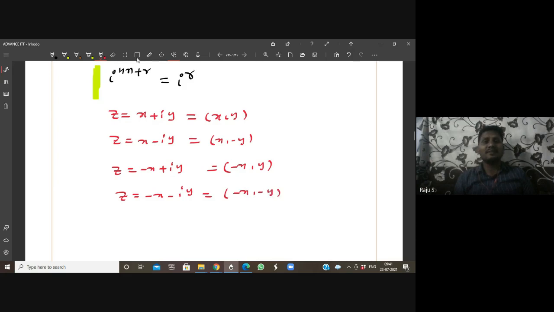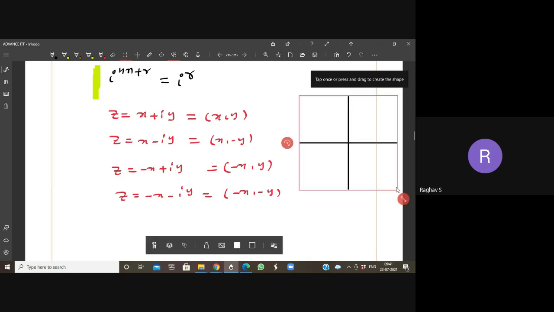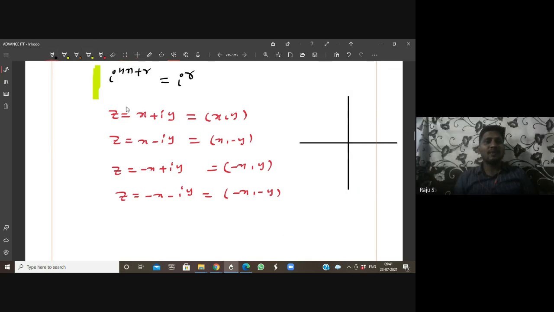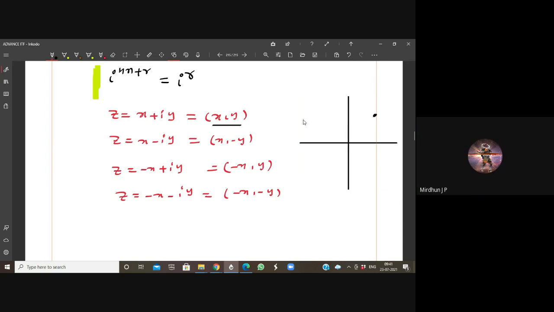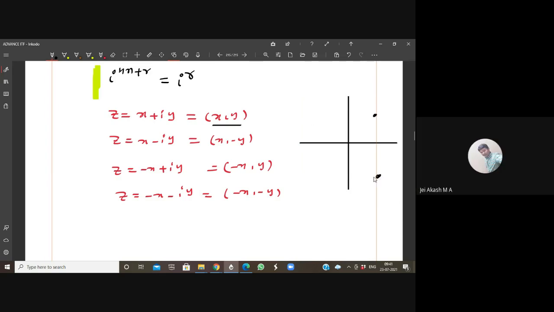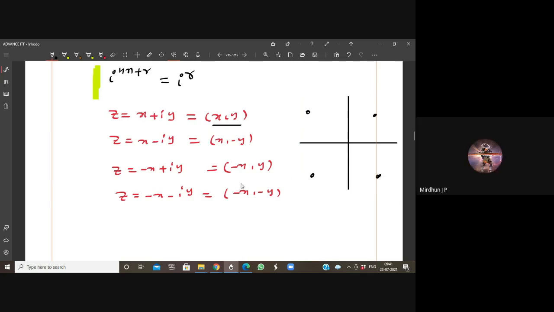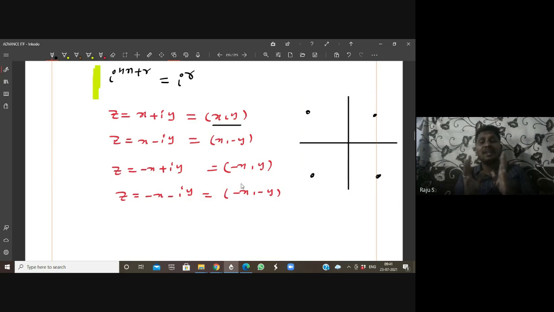If you take the x-axis and y-axis, now tell me, the first one, x comma y, belongs to which quadrant? First quadrant. Then x comma minus y, which quadrant? Fourth quadrant. Minus x comma y is the second quadrant. Third quadrant. Every complex number we can easily identify whether it belongs to the first, second, third or fourth quadrant.